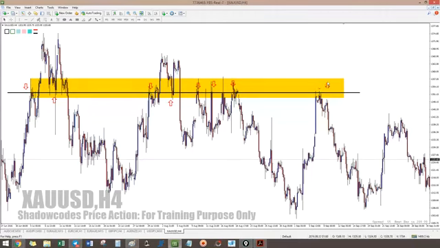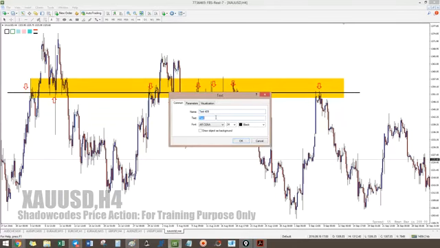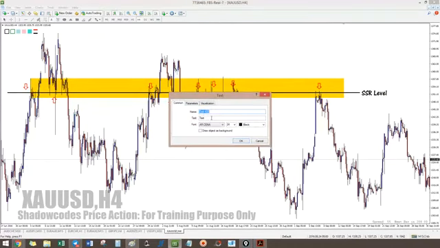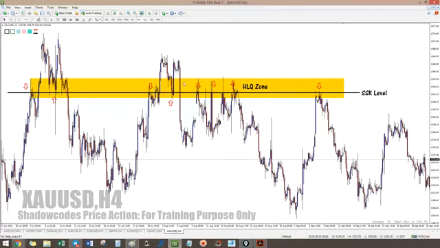Another one here. You will be entering here. Right. So this is SSR level. This is HLQ, high liquidity zone.